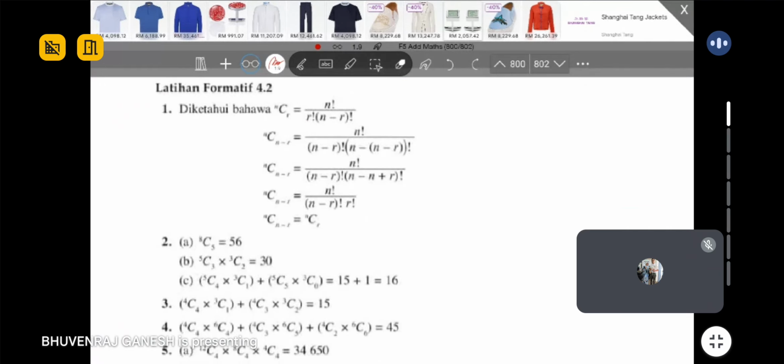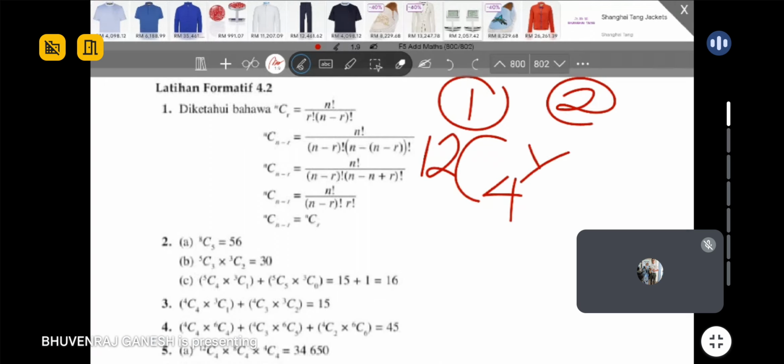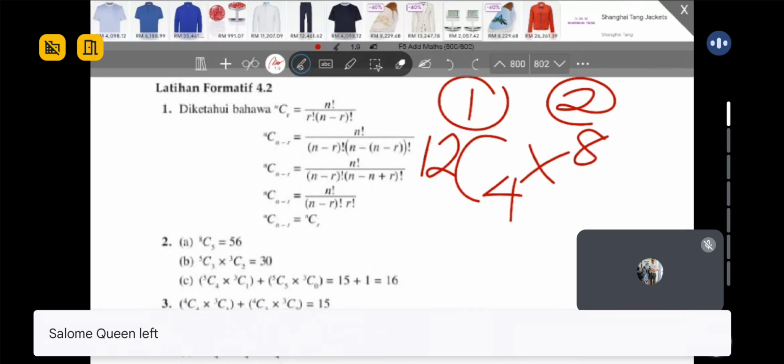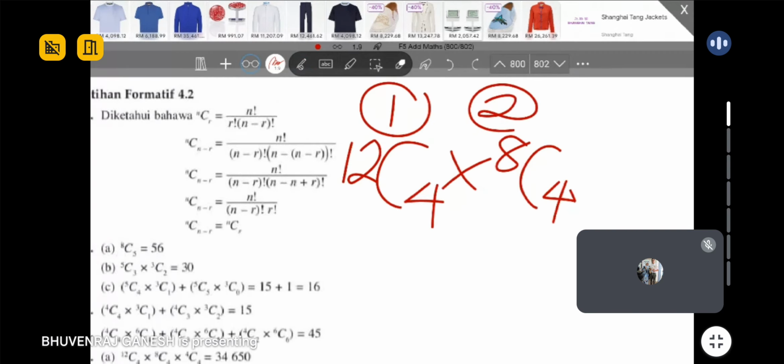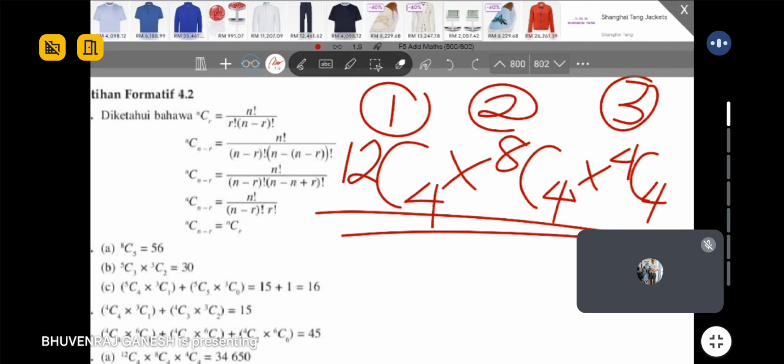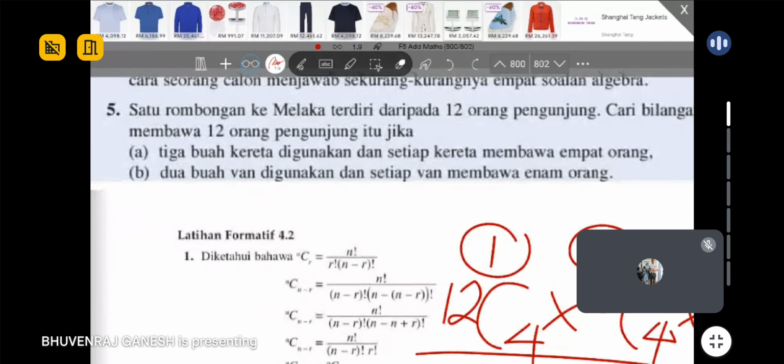Okay, so it's 12 C4 because each car has 4 people. So in total you have 12. First car, this is first. Okay, so 4 people enter. Second car, remainder 8. 12 minus 4, you get 8 people. You choose 4 again. Okay, then you repeat. Third car, you have remainder 4, choose 4 people. So 4 C4. So this is the answer. Can you understand, guys? Clear? For 5A?